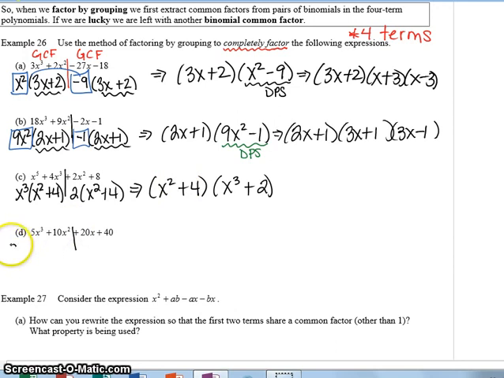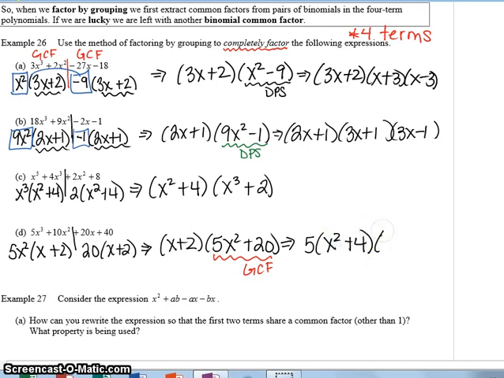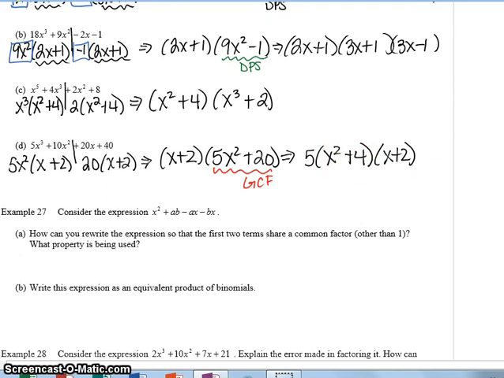Last part here, part D. I could factor out a 5x squared. When I factor out a 5x squared, I'm left with x plus 2. Okay, on the right side, I can factor a 20 out from both of them. I'm left with x plus 2. So that matching binomial, x plus 2, gets written once. My outside is 5x squared plus 20. Now, hopefully, you can recognize that there's a GCF left in this one. Okay, so if I GCF that, I'm going to factor out a 5, and I'm left with x squared plus 4. And then I have to carry along my x plus 2, which was my first binomial. Again, recognize that this is positive, so it's not a difference of a perfect square. Okay, example 27.